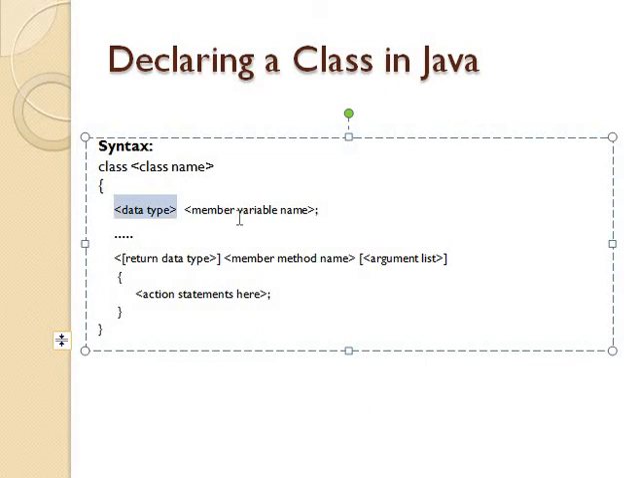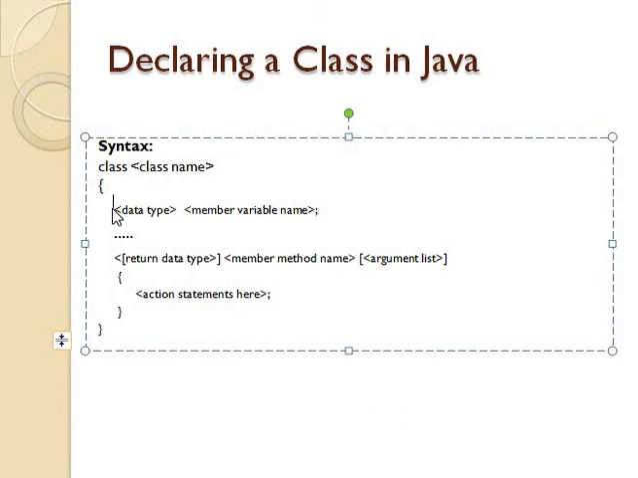That means if the data member or the member variable name that you have declared accepts integer values, then the data type has to be int. If it accepts decimal values, then the data type should be float. If it accepts larger integer values, then the data type should be long.